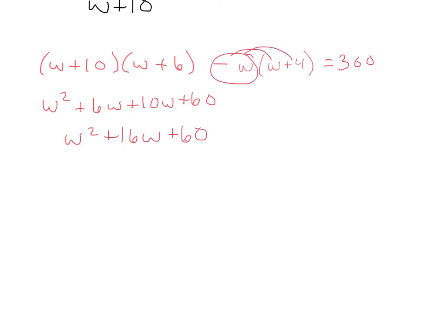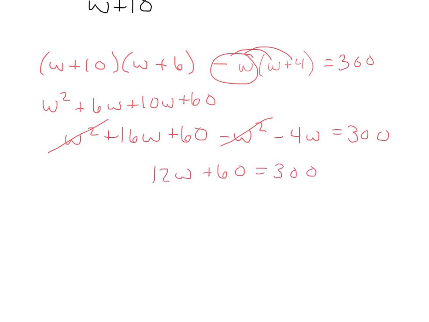Make sure you take the negative through, and I'm going to get a negative W squared and a negative 4W, and that equals 300. Okay, now, just like we talked about, W squared should cancel for right now. 16W minus 4W is 12W plus 60 equals 300. Subtract that off, so 12W equals 240. So W will equal 20.